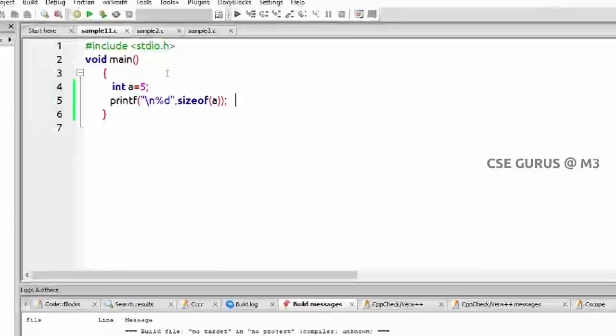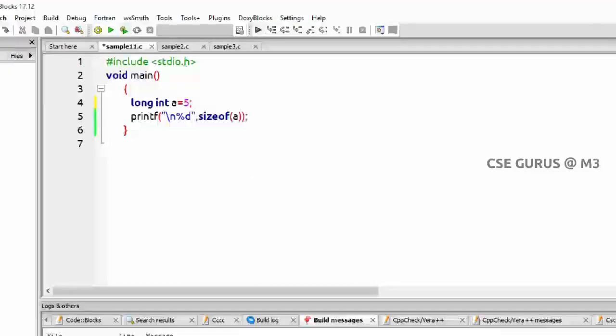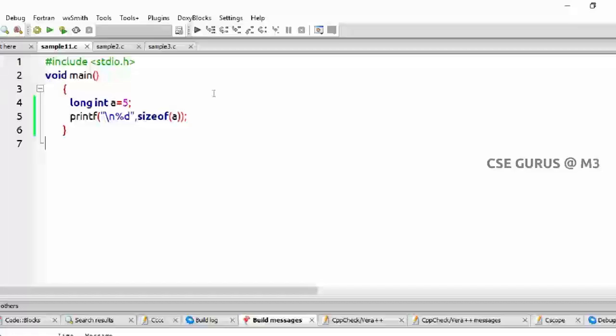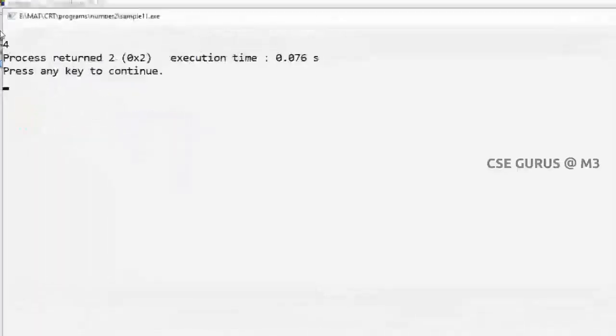You can check for long int also. Let me check how many bytes it is. See, it is irrespective of the value assigned. Long int is also taking 4. In some compilers it will be 8, you can check it out. Even if you don't give any value, there is no error, because it is all with respect to the data type. You can see the answer.